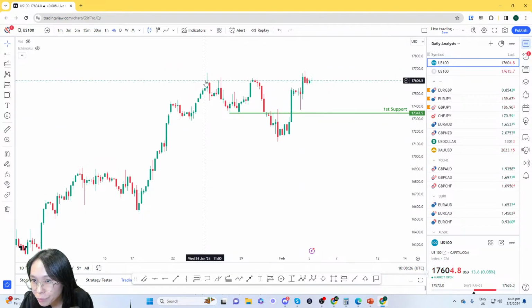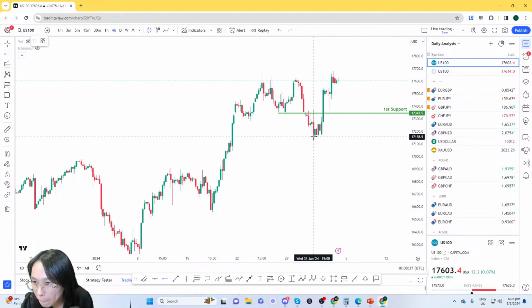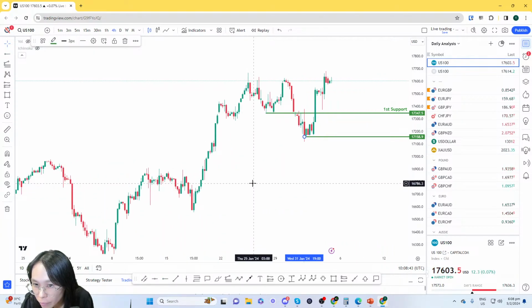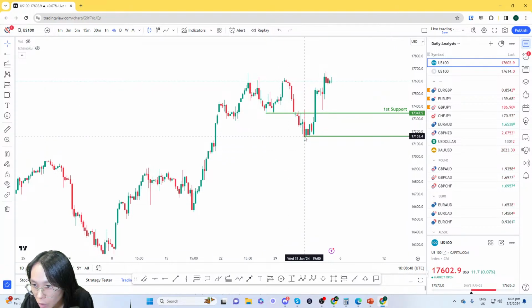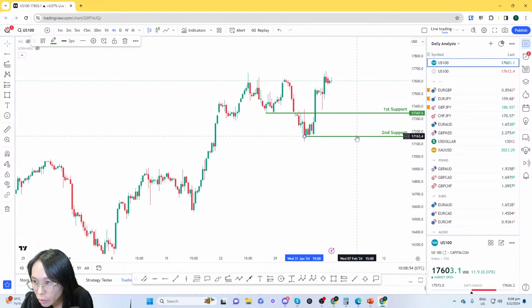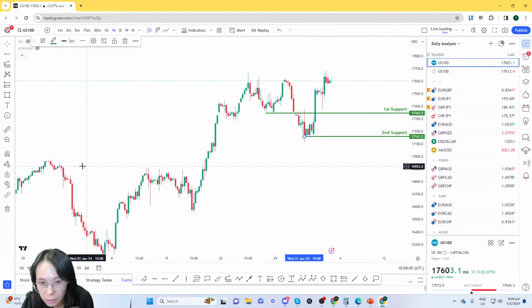Immediate support wise. Gonna look for the second support first. Okay, this swing low here also acts as a second support. So if price were to reverse all the way down and break out of the second support, it could drop all the way to this level here. Okay, 16,000.